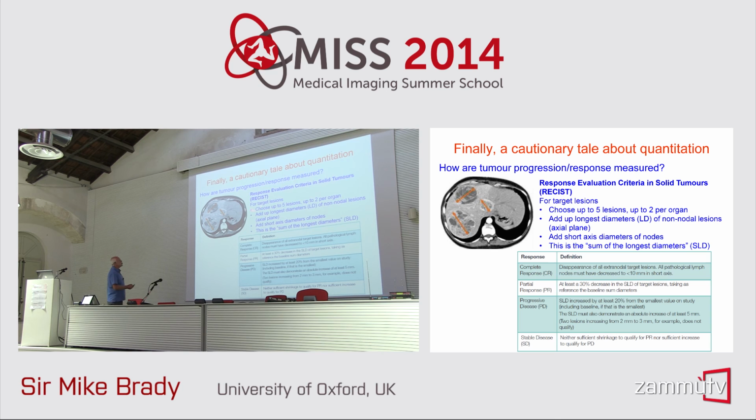For target lesions, for example here in the liver, choose up to 5 lesions, up to 2 per organ, add up their longest diameters. Longest diameter. I guess that means it must be a rugby ball or some bloody thing like that, right? American football. Right? Add up their longest diameters of non-nodal lesions, add the short axis, and this is the sum of the longest diameters, the SLD, and then you figure out if that's greater than the threshold. All right?